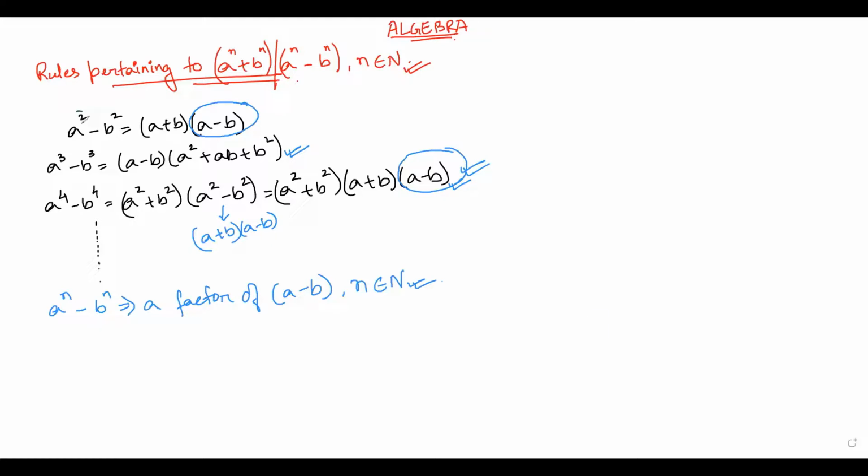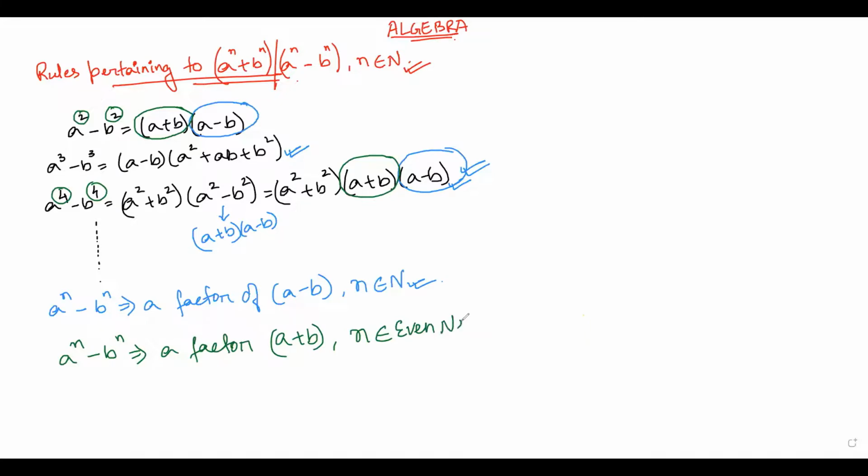But when the powers of a and b are even, then only it has a factor of a plus b. For example, a square minus b square has a factor of a plus b, but a cube minus b cube doesn't have a factor of a plus b. In a similar way, a raised to power 4 minus b raised to power 4 has a factor of a plus b, as the power here is even. And in a similar way for the higher powers as well. So we can say that a raised to power n minus b raised to power n will have a factor of a plus b only when this small n belongs to even natural numbers.